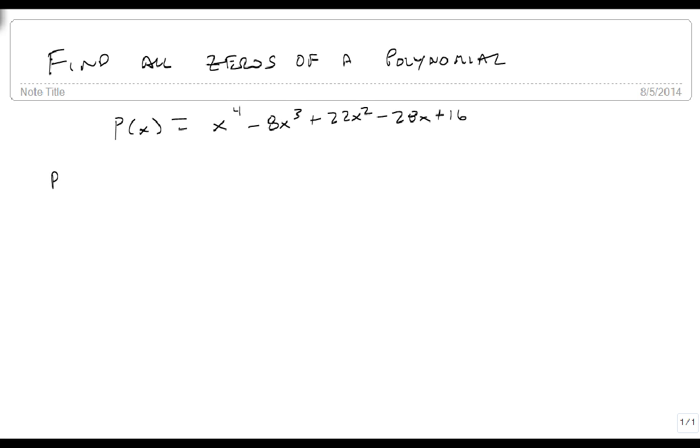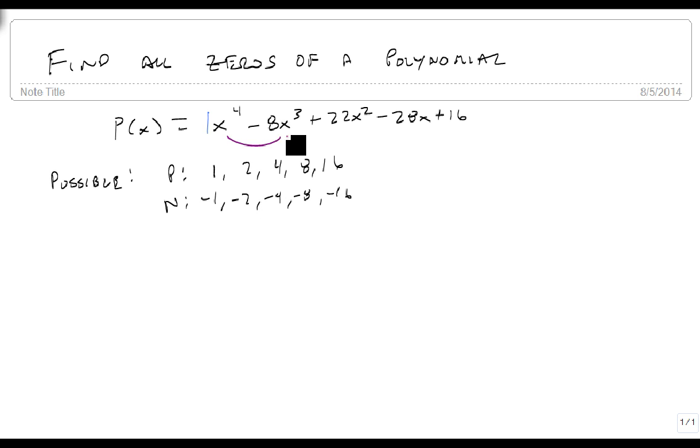We're going to list our possible zeros. And we've got positive and negative possible. Well, we've got a 1 in front of the x to the fourth, and we've got a 16 over here, so we know that's 1, 2, 4, 8, and 16, and minus 1, minus 2, minus 4, minus 8, and minus 16. We're going to count the positive sign changes. That's 4, so for the positives, there's 4 real, 2 real, or 0 real.